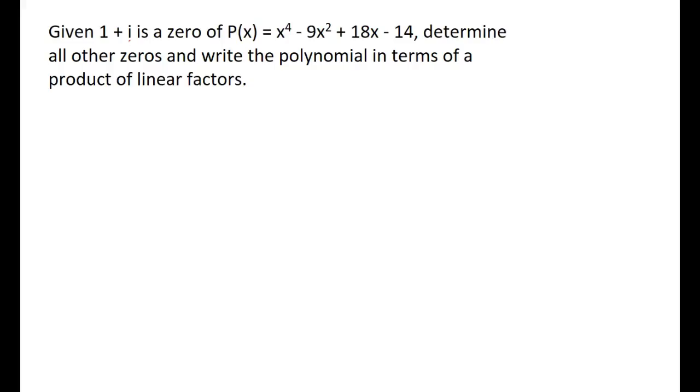Okay, now let's say we're given that we know 1 plus i is a zero of this polynomial. Let's get all the other zeros. So there's 3 others we have to find. Okay. All right, I'm going to take a little side trip here and tell y'all a little trick.